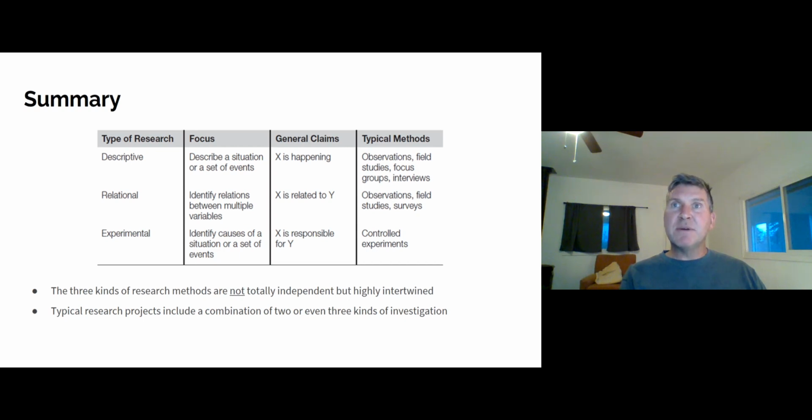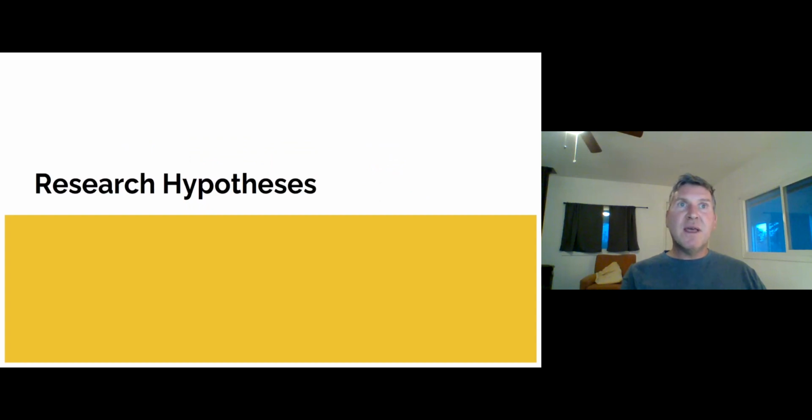And here are some of the typical methods for each of these. Descriptive will have observation, field studies, focus groups, and interviews. Relational will have observations, field studies, and surveys. And experimental is usually controlled experiments. Now, the three types of research methods are not totally independent, but highly interdependent. Typical research projects will include a combination of two or maybe three types of investigation.